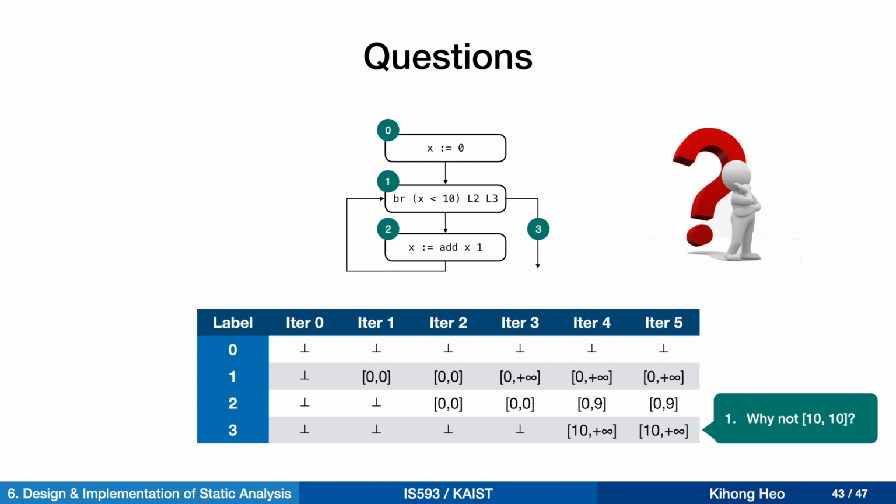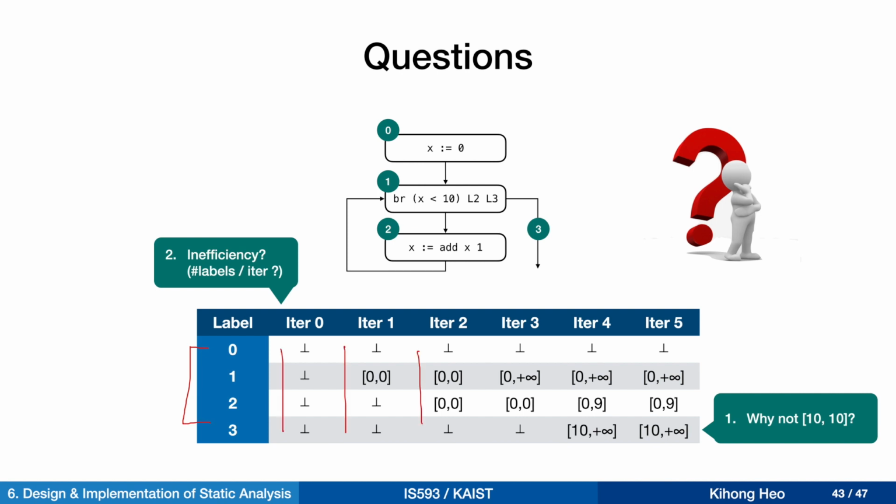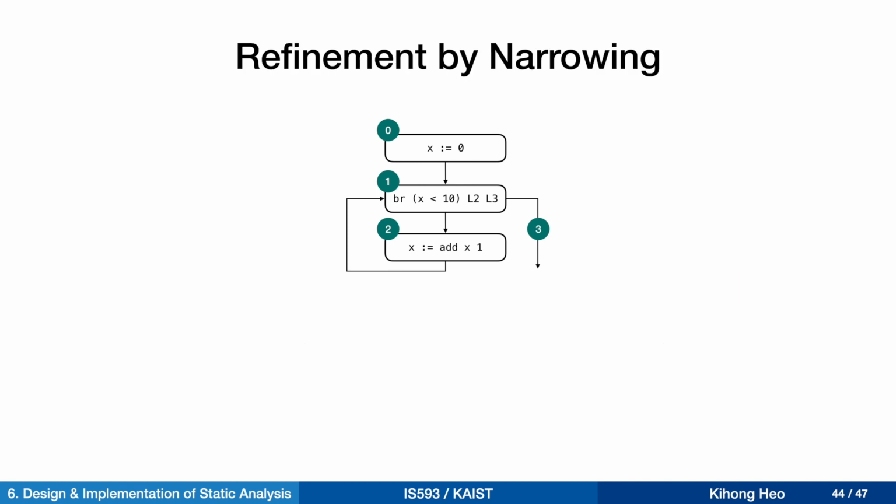That's the first question. Next, you can notice that this naive algorithm is very inefficient, right? Each iteration, it iterates over all the labels. If the target program is very large and contains millions or billions of labels, what happens? It would be very inefficient. The answer to the first question is actually narrowing. So let's apply narrowing to the result.